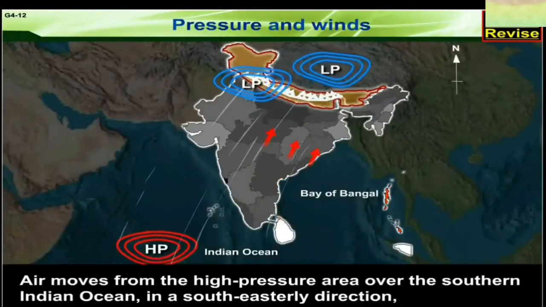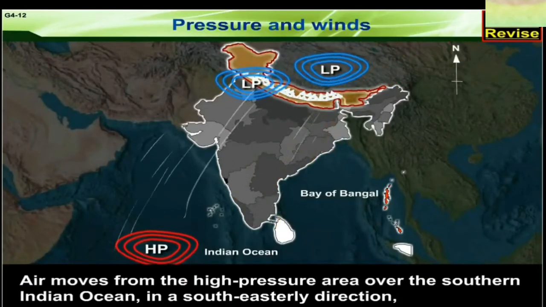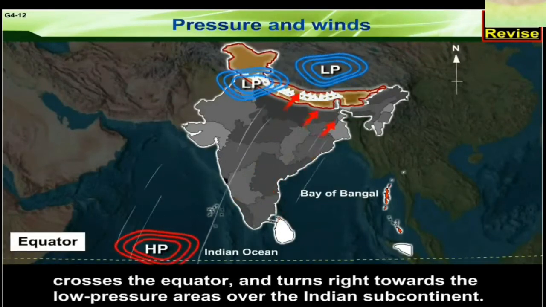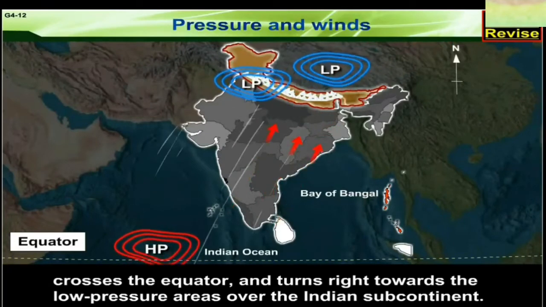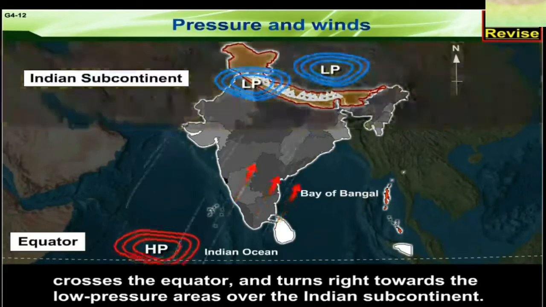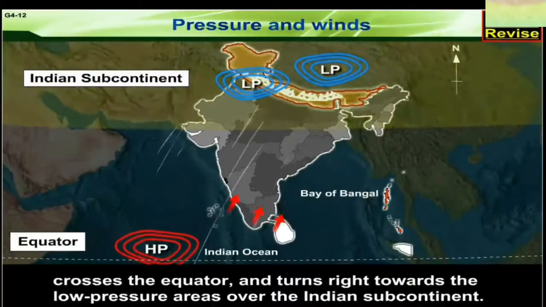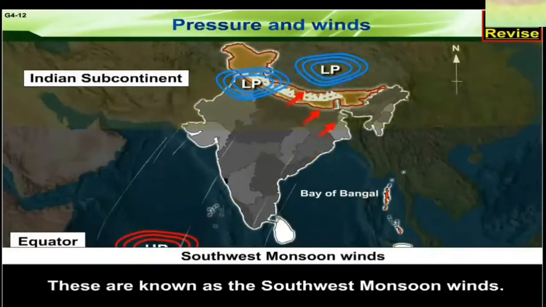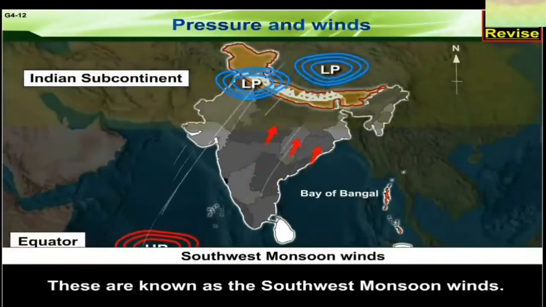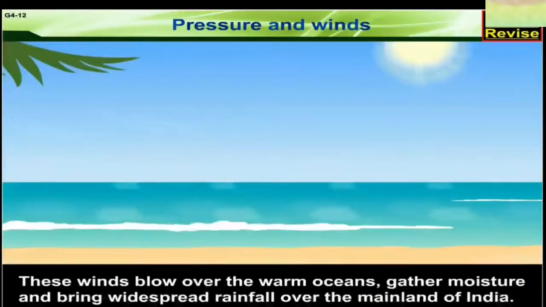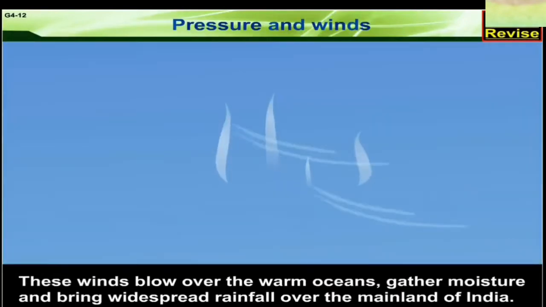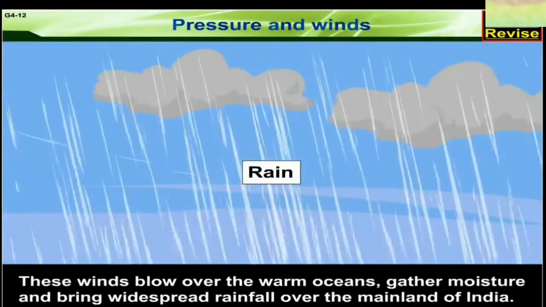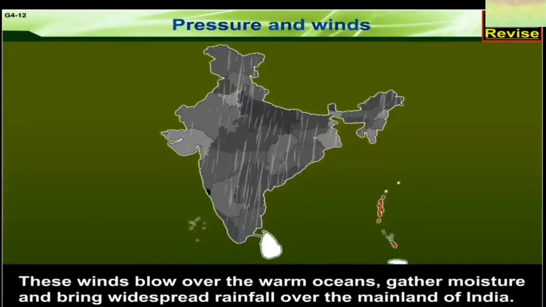Air moves from the high pressure area over the southern Indian Ocean in a southeasterly direction, crosses the equator, and turns right towards the low pressure areas over the Indian subcontinent. These are known as the southwest monsoon winds. These winds blow over the warm oceans, gather moisture, and bring widespread rainfall over the mainland of India.